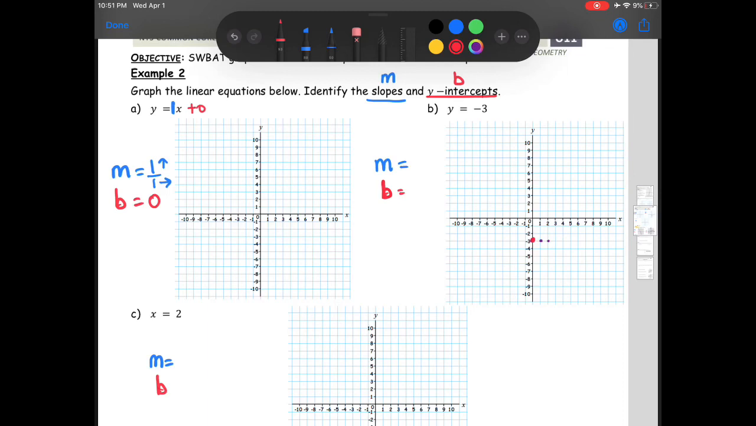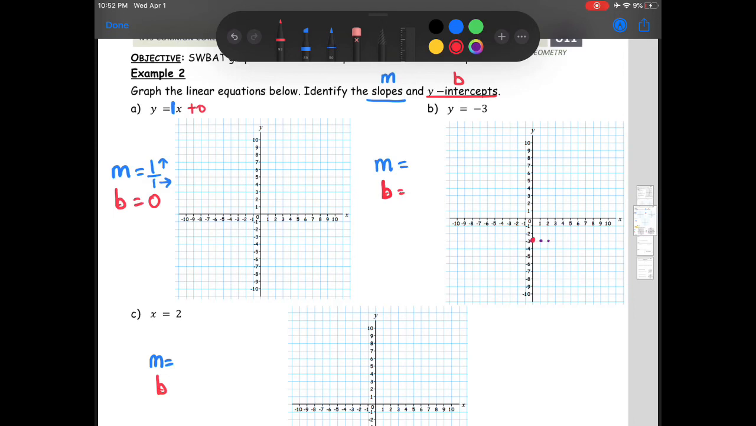That I said begin with your b, move with your m. So that is one way. You can always go to your calculator and put it in y equals, and that will give you the point. Look at the table. But since we don't have access to the calculator, how do you graph the equation, right?